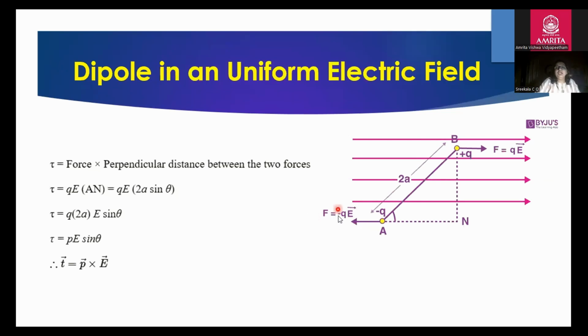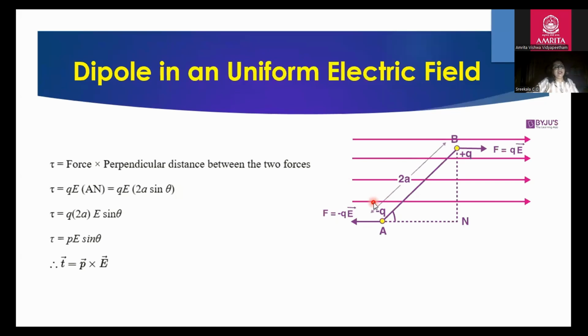So its force will be QE. This QE will try to make the dipole align in the direction of the field. Here this is minus Q and plus Q charge. The force here will be QE, and here also plus QE. The plus Q will rotate it in the direction of the field, and the minus Q will also rotate it in the direction of the field. When it rotates, the effect of the force acting on it is called a torque.